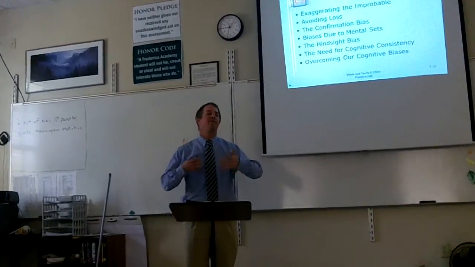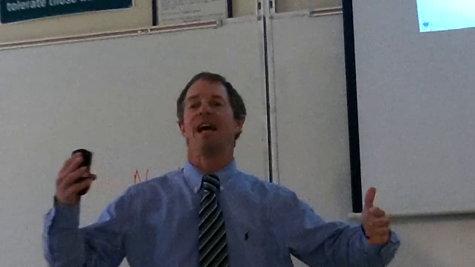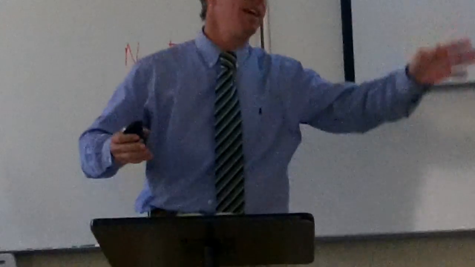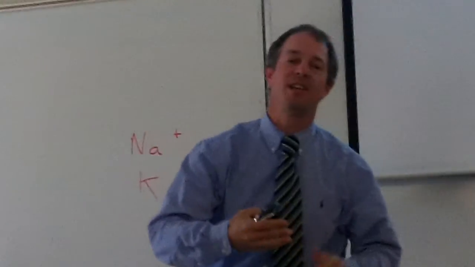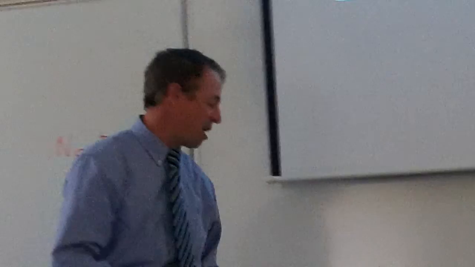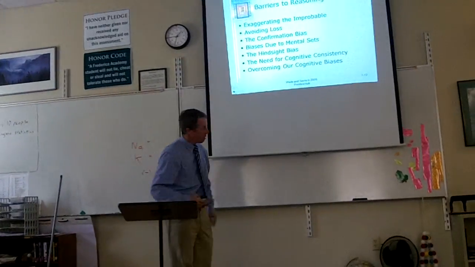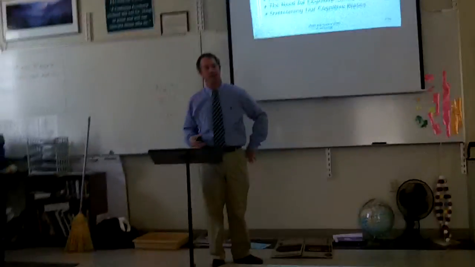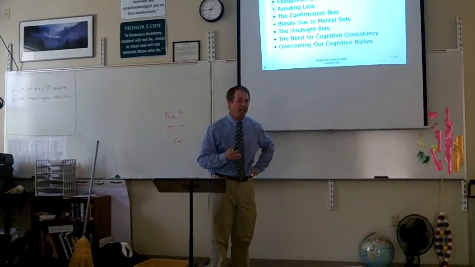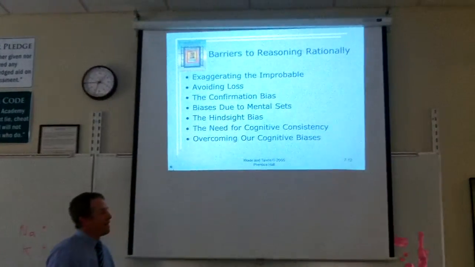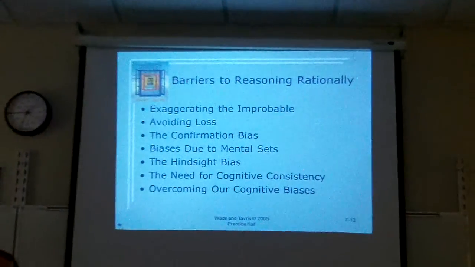Rational reasoning involves listening to the evidence and making lists of pros and cons, or using deductive or inductive reasoning like we studied last chapter. But a lot of people reason irrationally, meaning they don't work things out in their mind correctly.